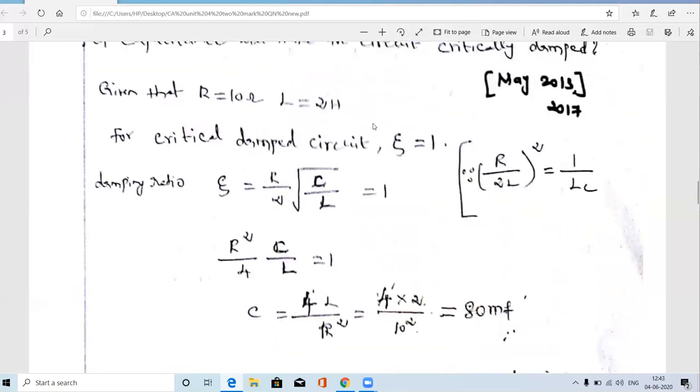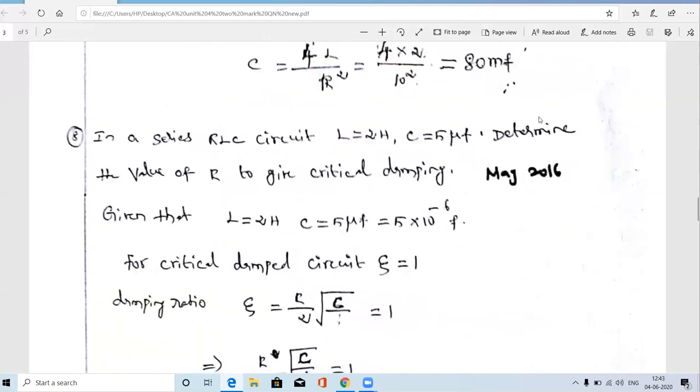So what is the condition for critically damped? The damping ratio equal to 1. So what is the formula for the damping ratio? R by 2 square root of C by L. Or, R by 2L the whole squared is equal to 1 by LC. So either using this one or this one, we will solve the problem.